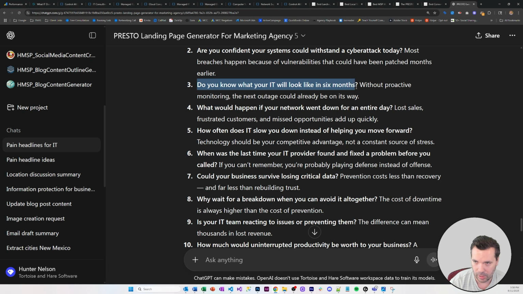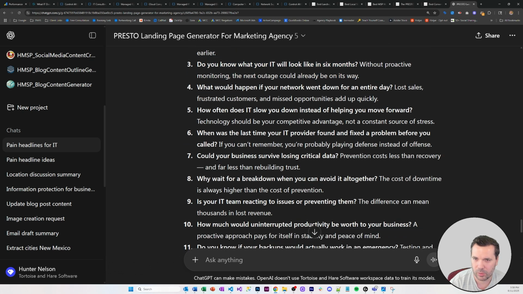Do you know what your IT will look like in 6 months? I already don't like that. Seems a little strange. Also, this one's a little bit too network focused. What happened if your network went down for an entire day? Since this is an IT focused page, we want to see if we can stay more focused on IT language. So how often does IT slow you down instead of helping you move forward? Technology should be your competitive advantage, not a constant source of stress.